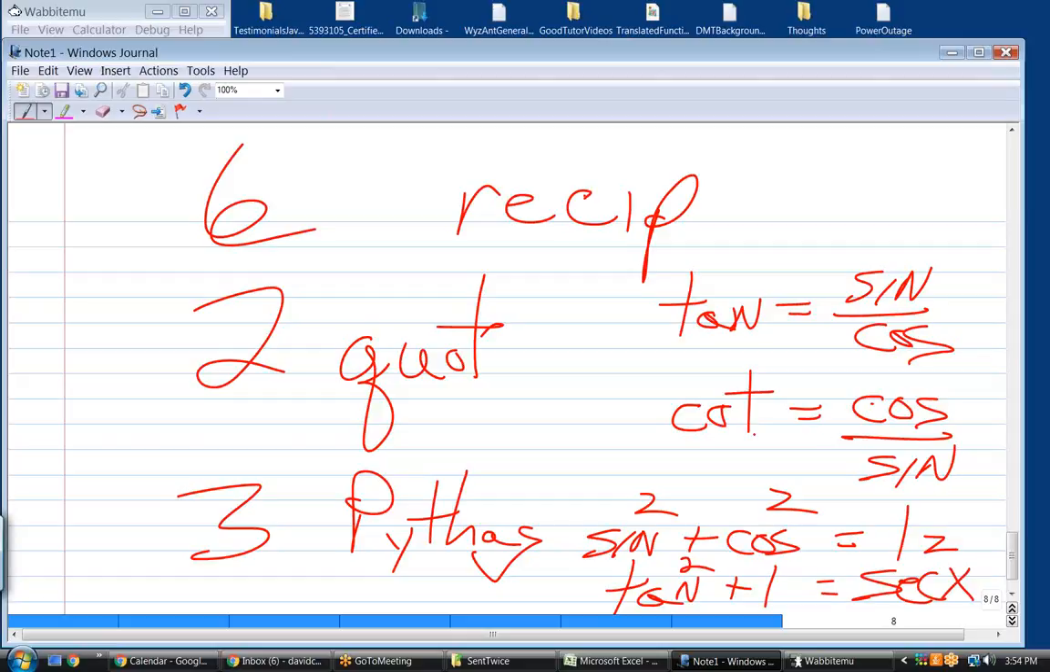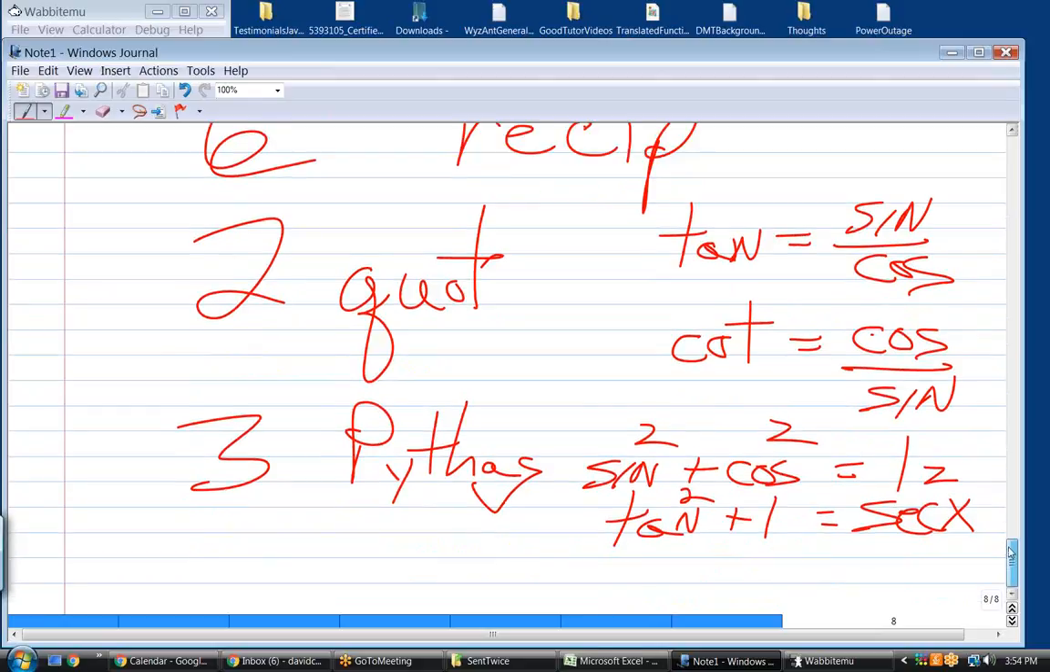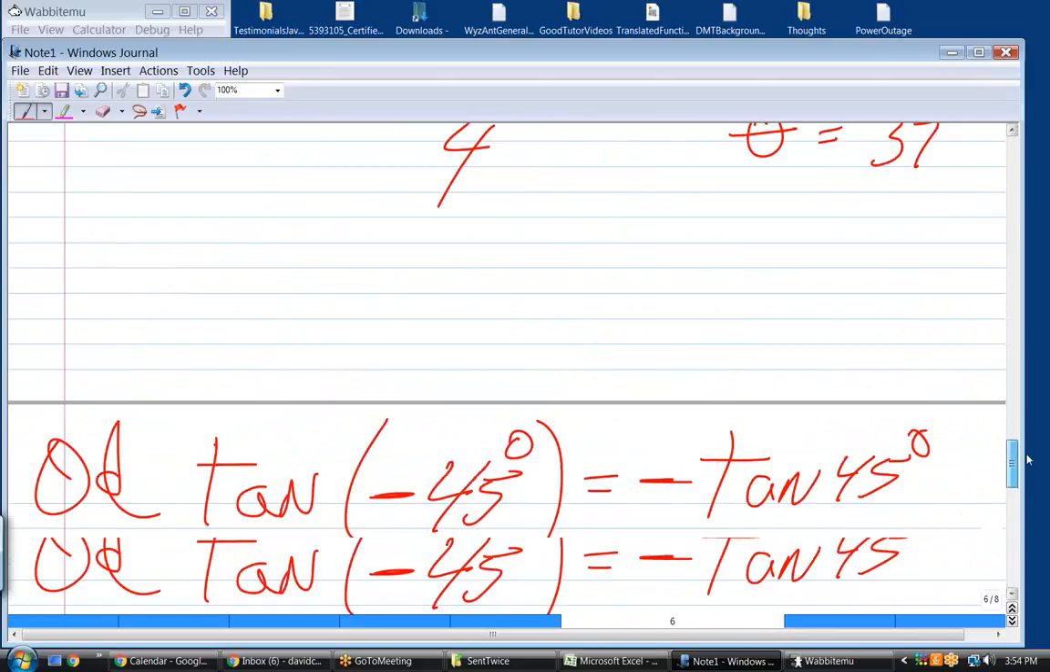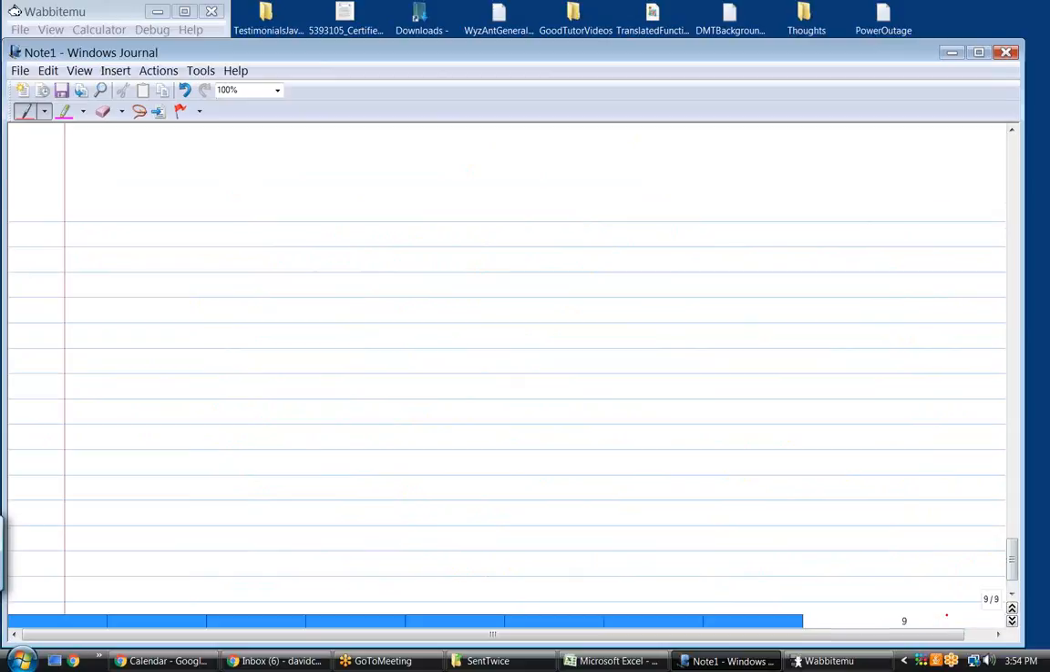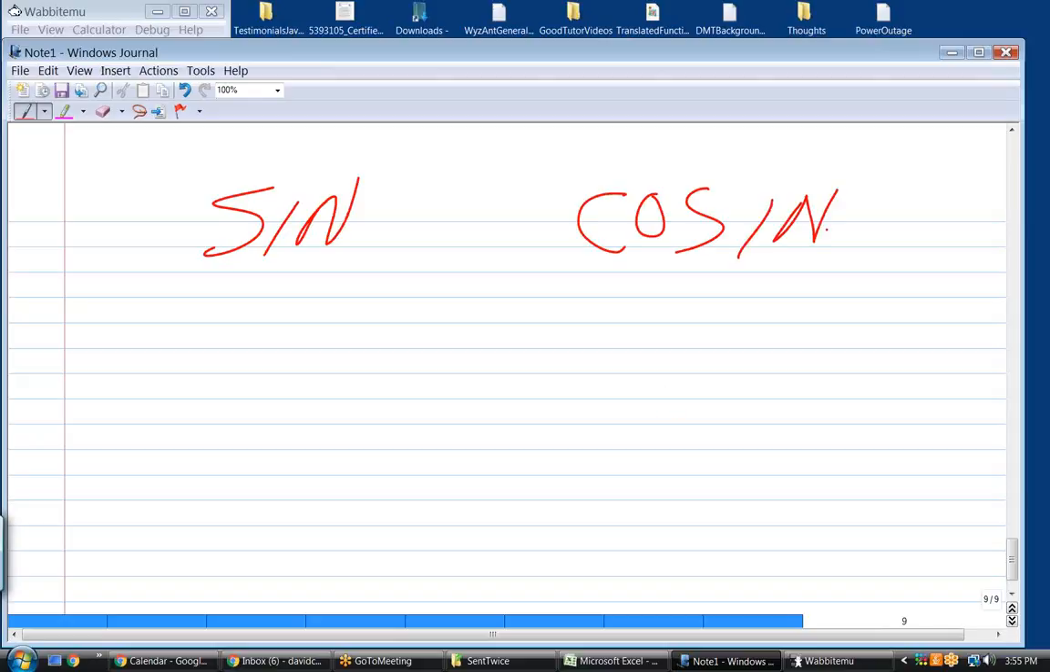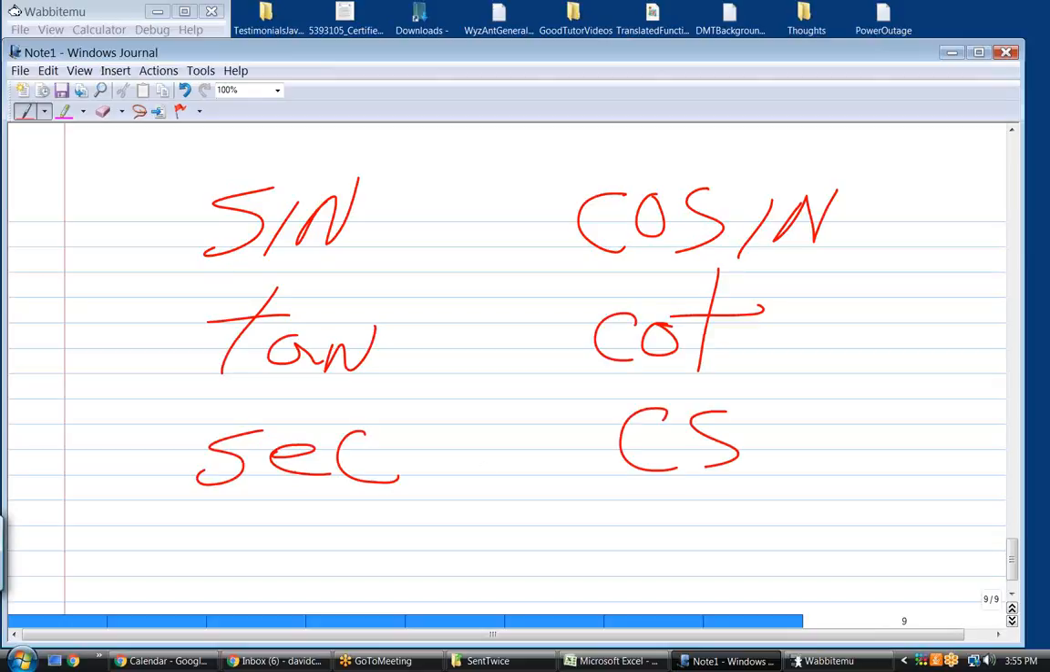Now, before I leave, I want to distinguish between cofunctions. In teaching you to memorize these reciprocals, I said there's exactly one co in every relationship. Well, there's also something else in trig called cofunctions. The cofunction of sine is cosine. In other words, it's whatever the word is with co in front of it. The cofunction of tangent is cotangent. And the cofunction of secant is cosecant.